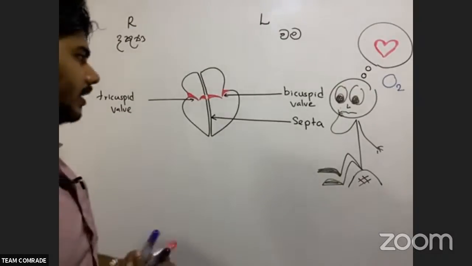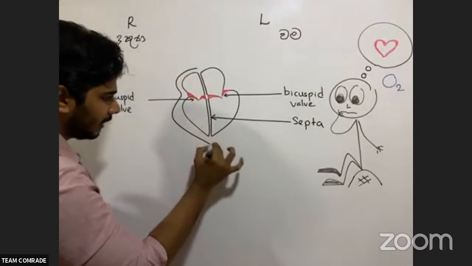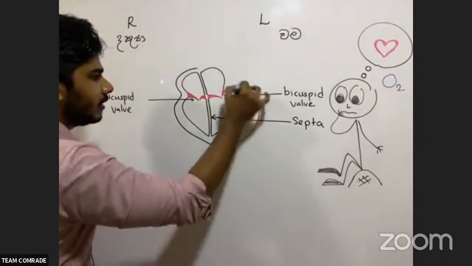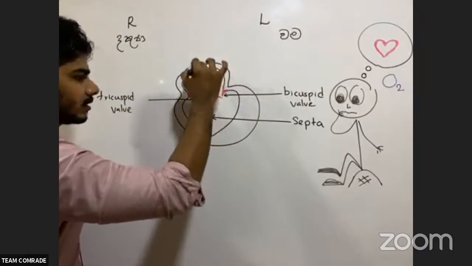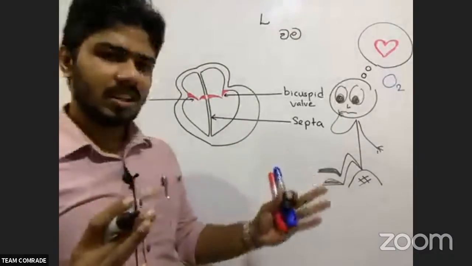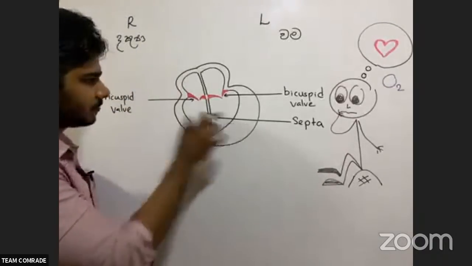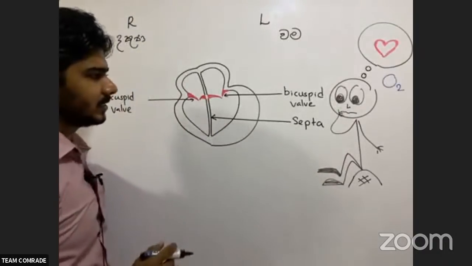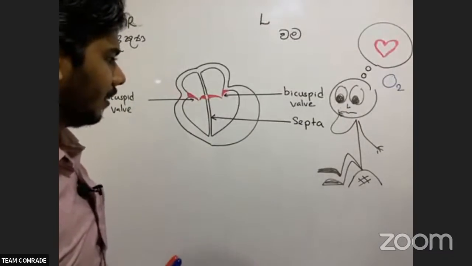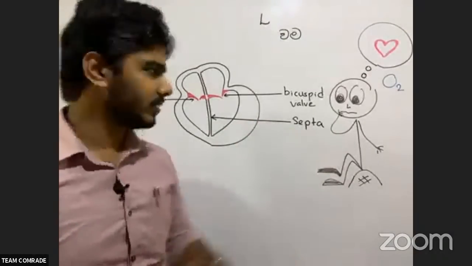Now I'm going to draw another thing like this, and here like this. This side is a bit larger, no? Actually, it is larger because of the muscles for pumping. That area is thicker.